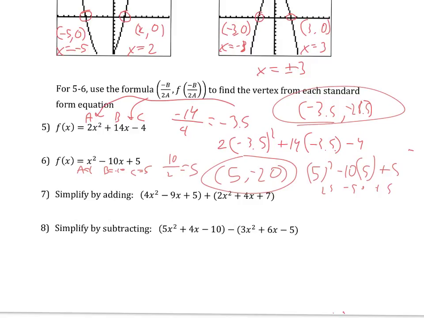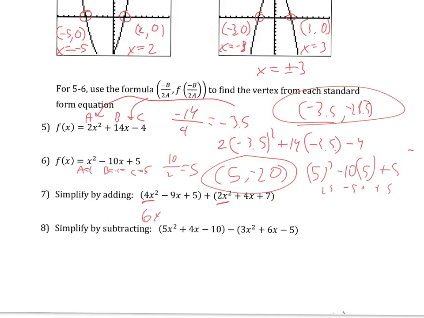Number 7 and 8, just kind of wanted you to practice an old skill. This time we are adding, basically you're just combining like terms. That'd probably be the best way I can say it. You can see that 4x squared and 2x squared are similar because their exponents are the same. They both have a power of 2. So we just add those terms together. 4x squared and 2x squared is 6x squared.